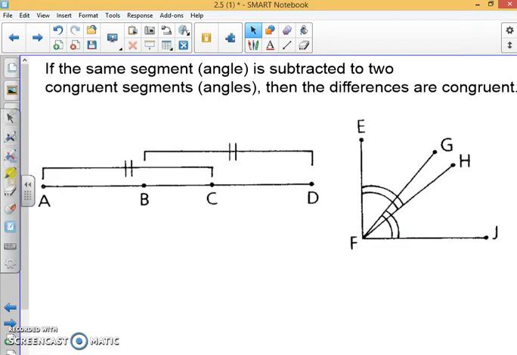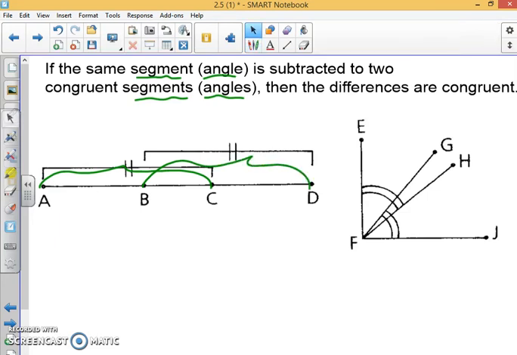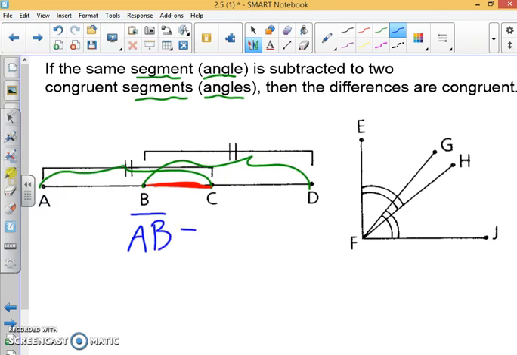All right, next one here. And please note that all of these are going to apply for segments and angles, all of the theorems we are looking at today. This one says if the same segment is subtracted from two congruent segments, then the differences are congruent. So we have that AC is congruent to BD. We are going to take away the same segment from both of them. We're going to take away BC from both of them. What we are left with is our conclusion using this new theorem is that segment AB is congruent to segment CD.